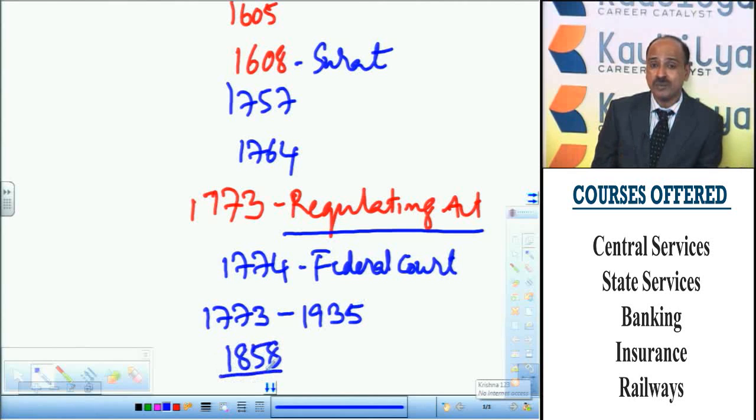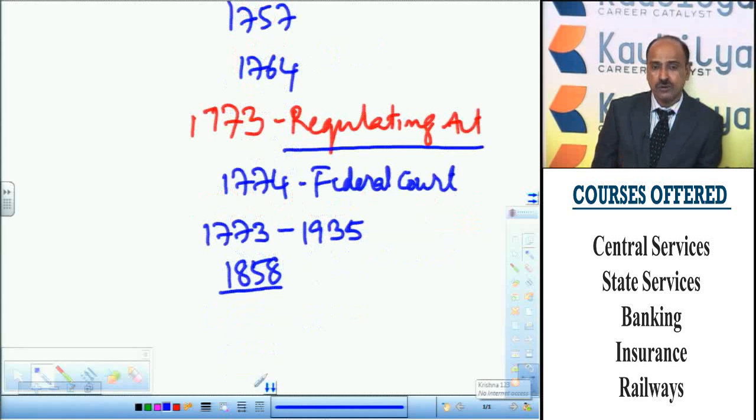Then the Governor General was replaced by the British Viceroy, and Viceroy rule started. But he was a representative of the British Queen or King. He has no powers of his own; he is a representative in India from Britain. From 1858 to 1947, there were Viceroys as representation in our country.